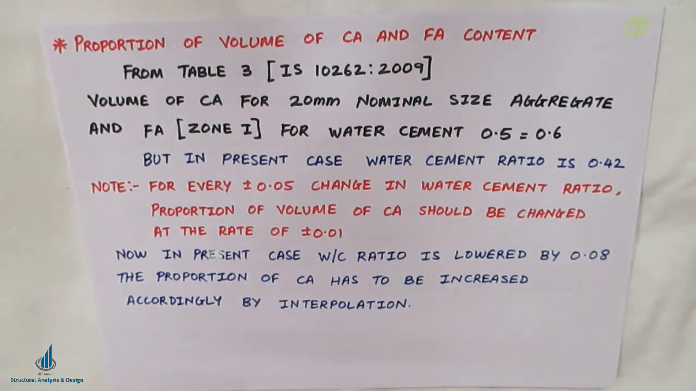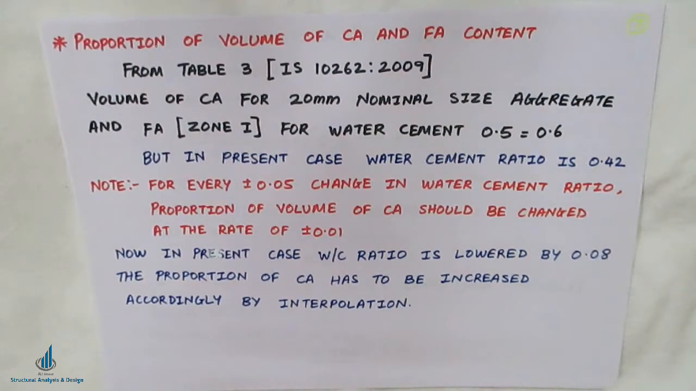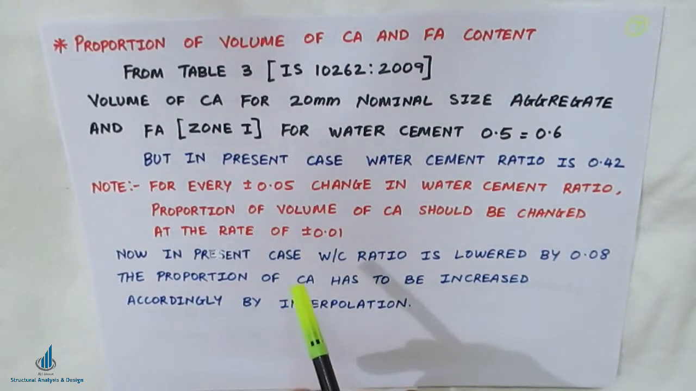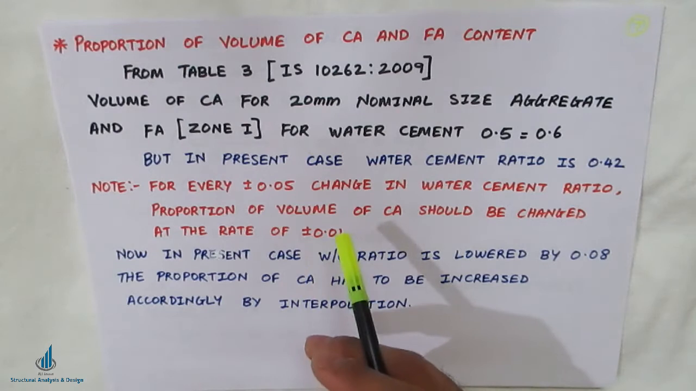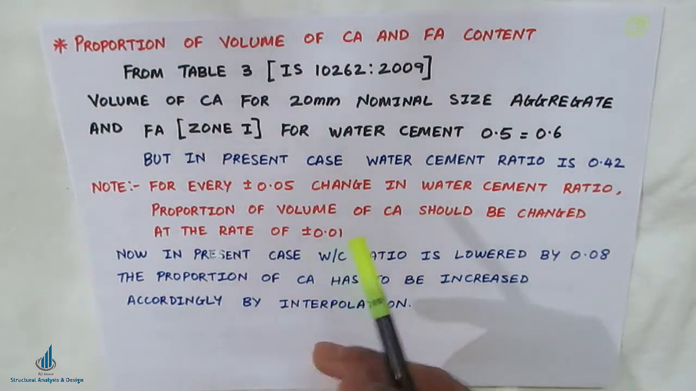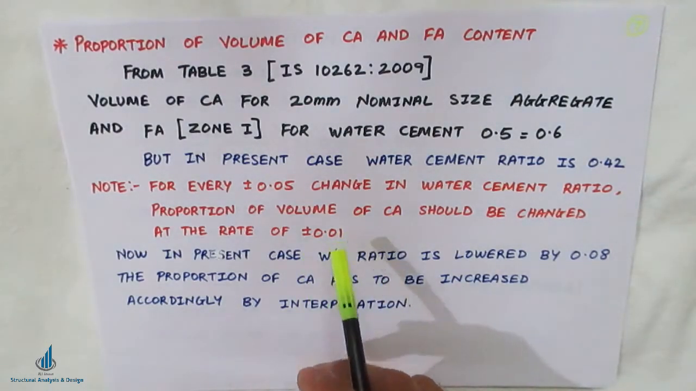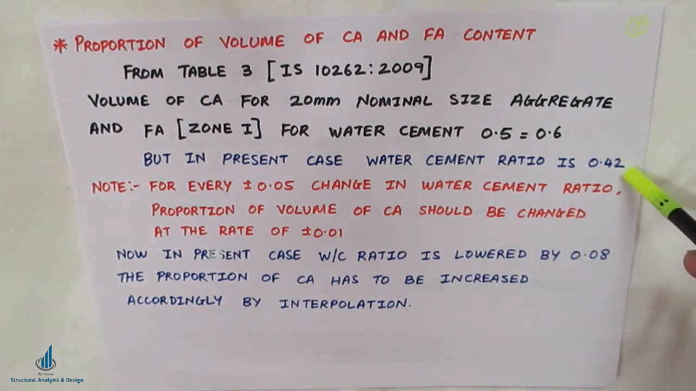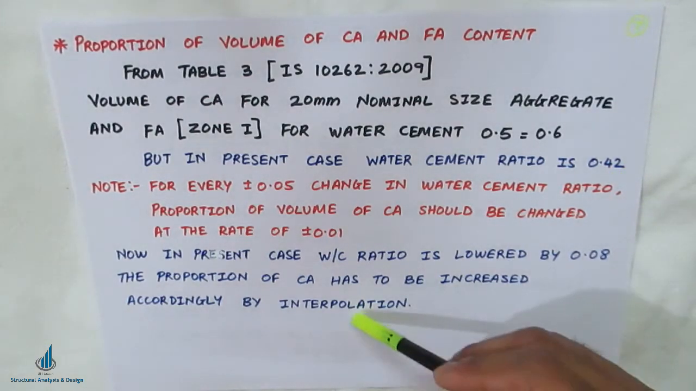This note is valid only when the water cement ratio changes directly by plus or minus 0.05, and you increase or decrease at the rate of 0.01. But this number is neither 0.45 nor 0.4, it is in between 0.4 and 0.45, so we have to go for the interpolation method.